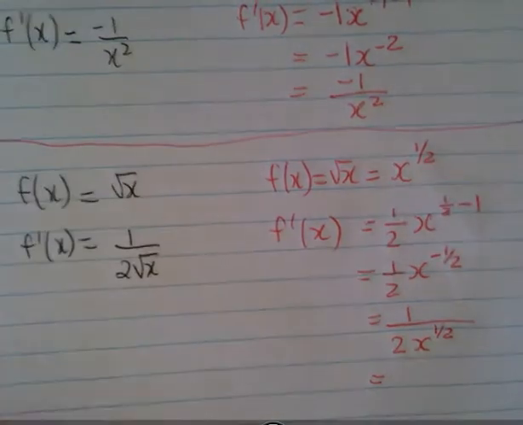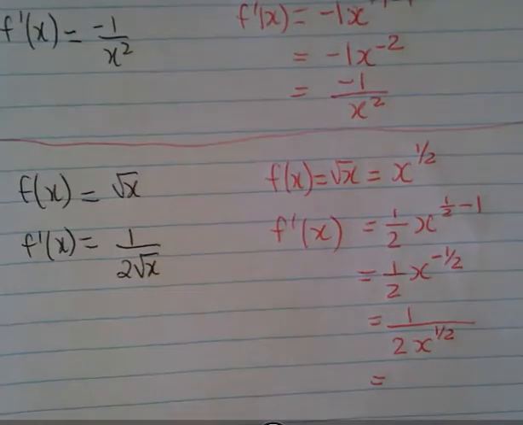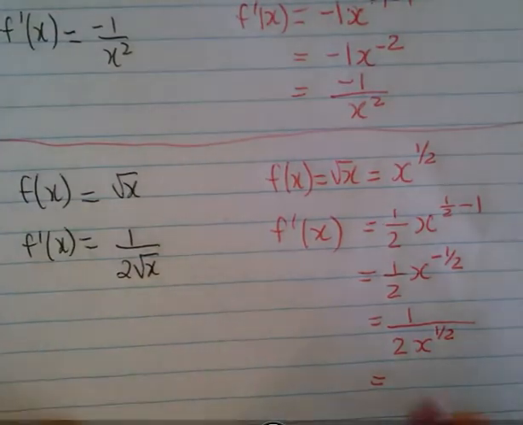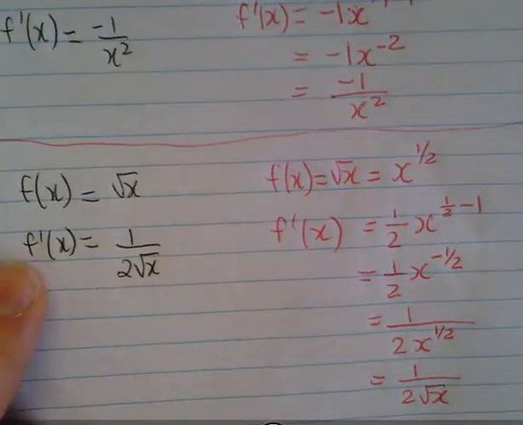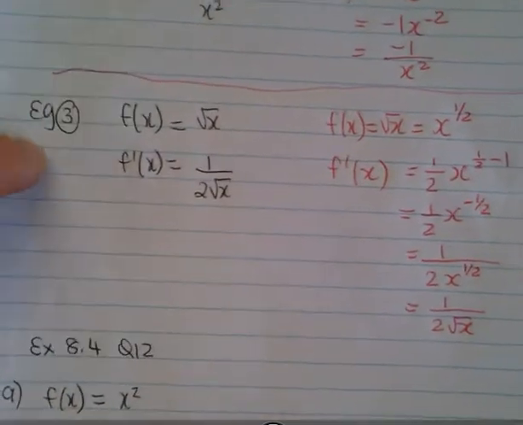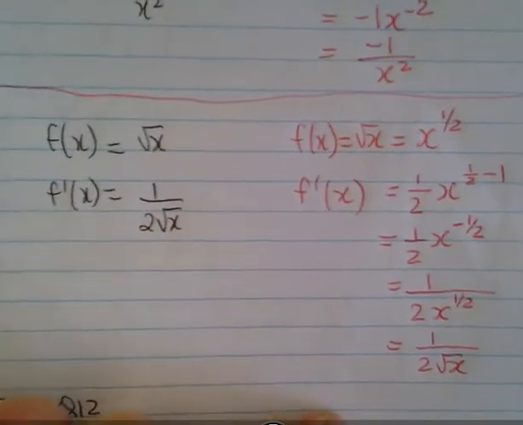Now, because the question is written with square root signs, you must put the answer in the same format. So this is 1 over 2 root x. And we differentiated this from first principles. That was our example 3 from the booklet. So that's the short method of differentiation there, okay?